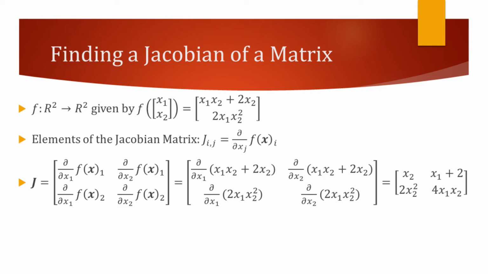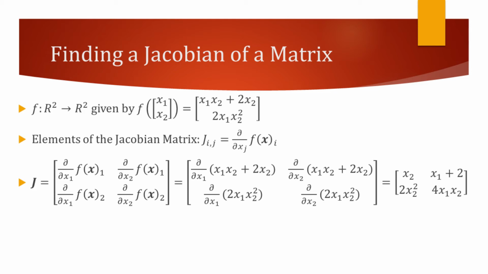We can see the formula for calculating the individual elements of the Jacobian matrix on the slide. The index i corresponds to the row of the matrix. The index j corresponds to the column. Solving an example will make it clear how we use this formula.